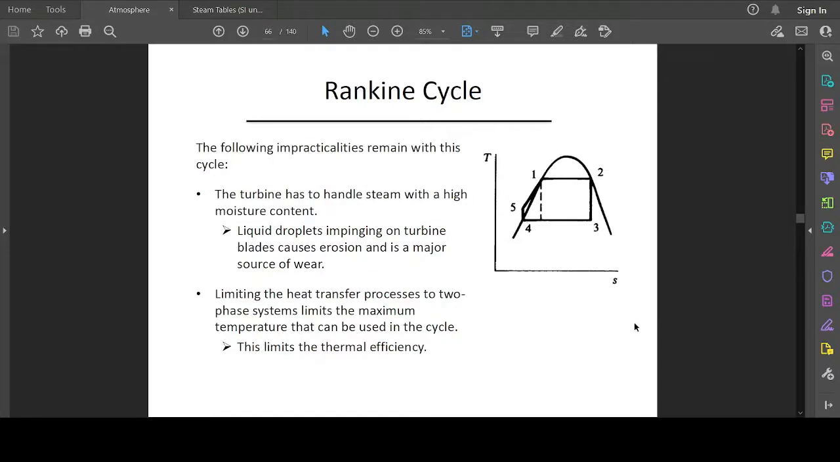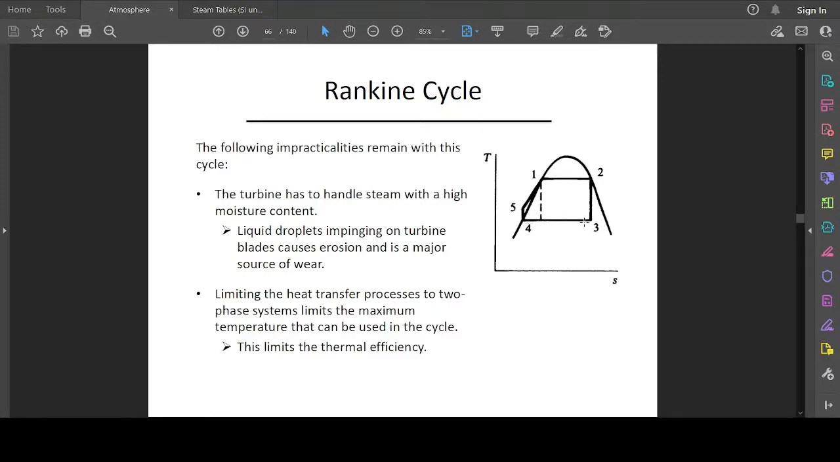Okay. So the following impracticalities remain with this cycle. The turbine has to handle steam with a high moisture content, that is, liquid droplets impinging on the turbine blades, causing erosion and is a major source of wear. Limiting the heat transfer process to a two-phase system limits the maximum temperature that can be used in the cycle, okay. So this limits the thermal efficiency because of the difference from the Carnot cycle.